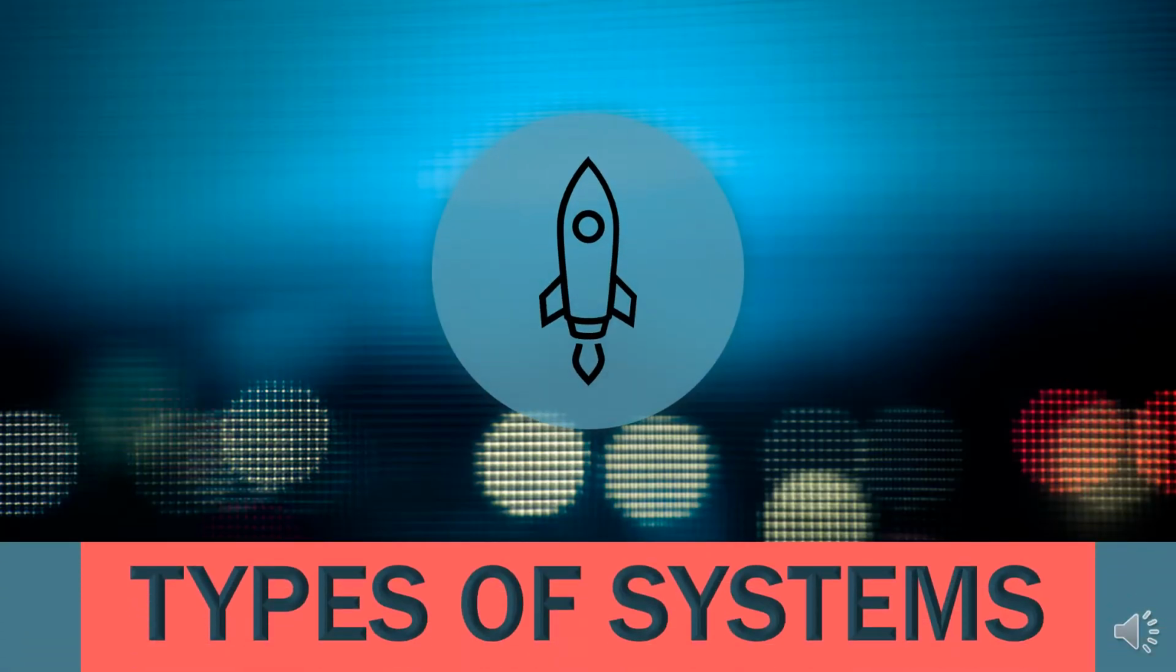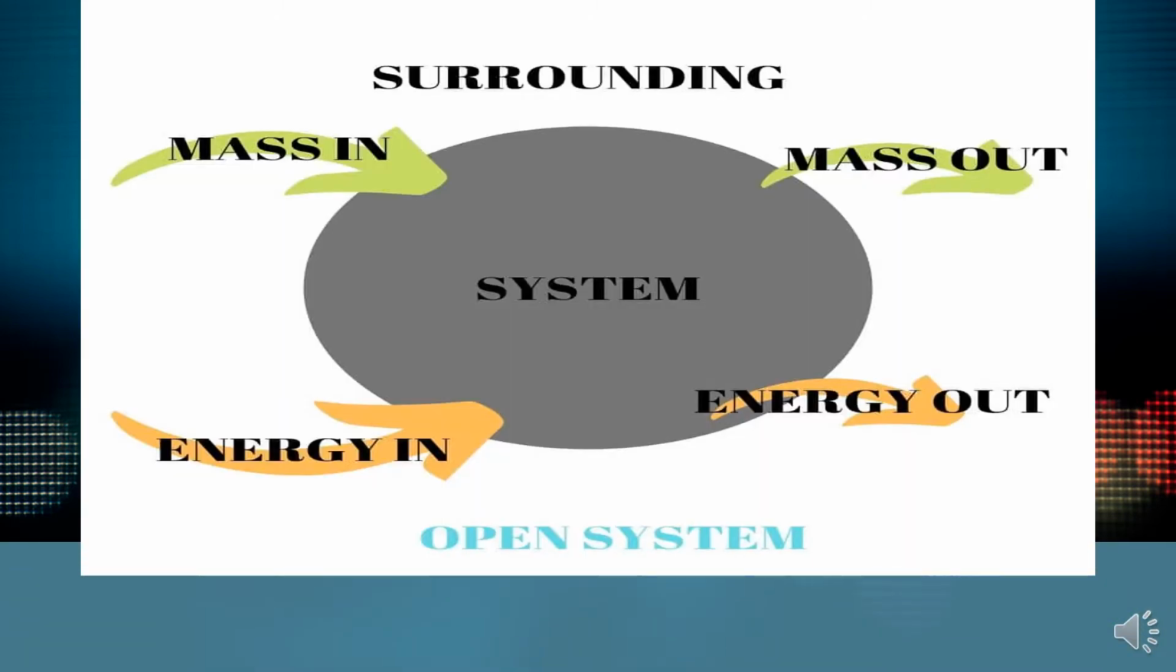On the basis of exchanges taking place between the system and the surroundings in a thermodynamic process, the system and surroundings can exchange matter and energy, either one of them or both of them or none of them. So on the basis of that, there are three types of systems in thermodynamics. First of all, the open system. An open system is a thermodynamic system in which system and surroundings can exchange both mass as well as energy.